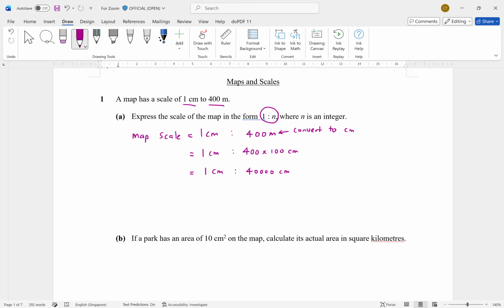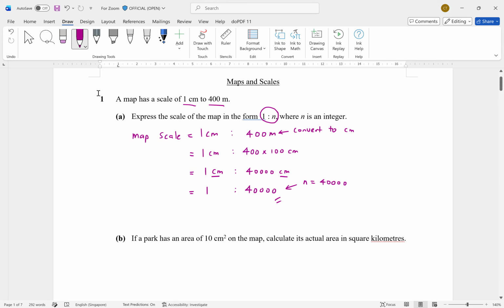Once the unit is the same on both sides, then we can remove the units and we will have our answer 1:n. So it will be 1:40,000. This will be the answer. So in this case, n would be 40,000. Right, n equals 40,000. But in your answer space, you will write this entire thing inside, 1:40,000.